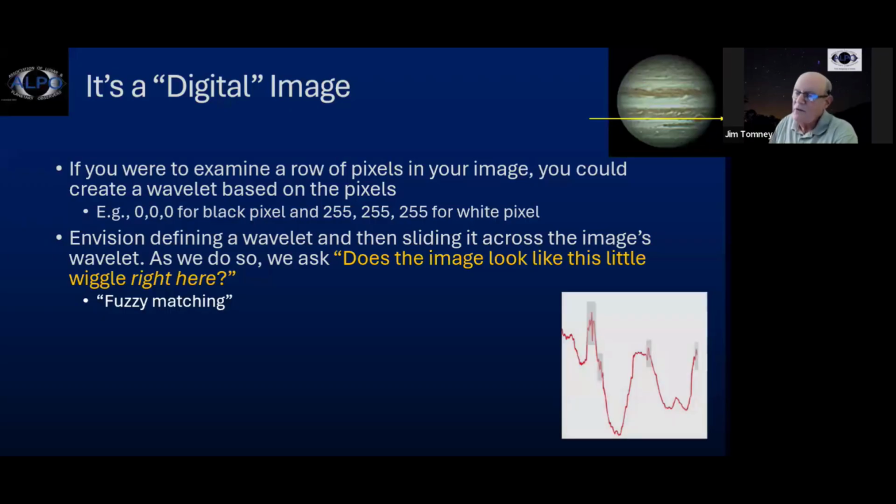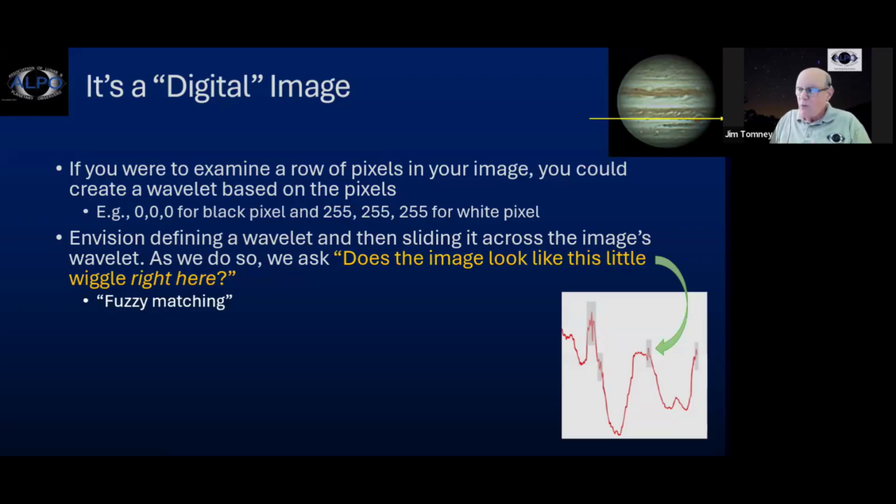So now think about defining a wavelet. You create a certain wavelet, and then you start sliding your wavelet across the wavelet that was produced as we went across this line. And as we're doing that at each pixel, we ask, does the image look like this little wiggle right here? So in other words, it's kind of like having a stencil and pushing it across your readout.